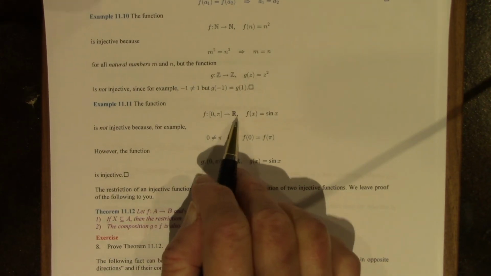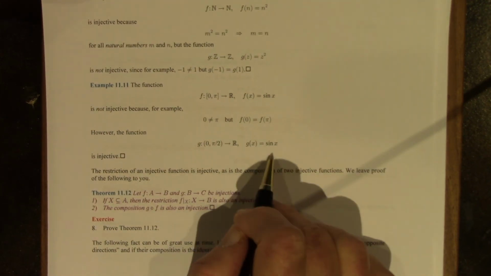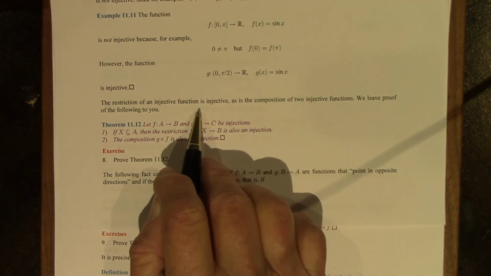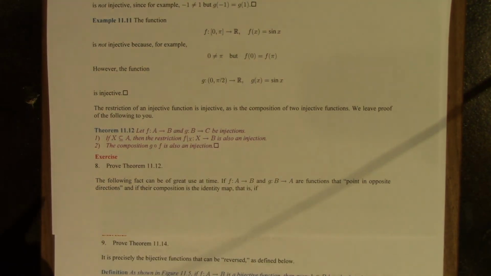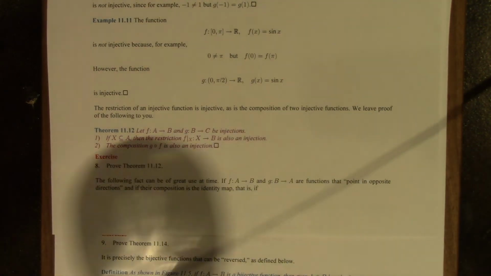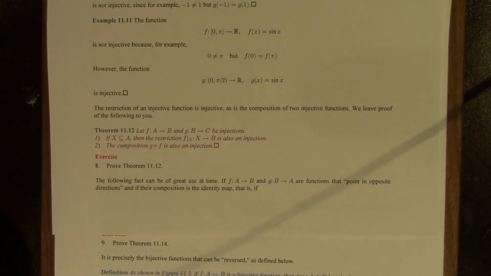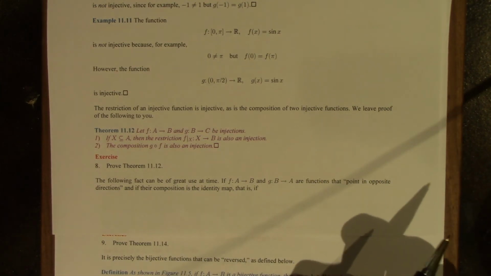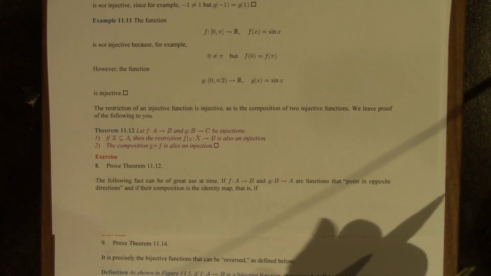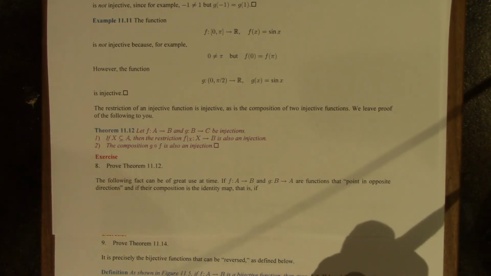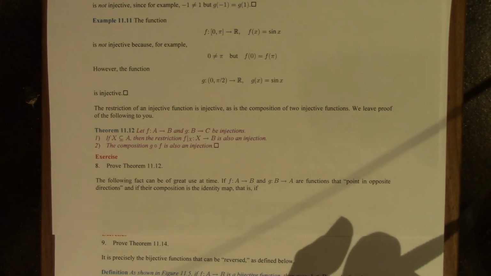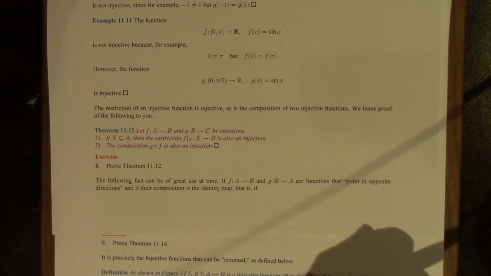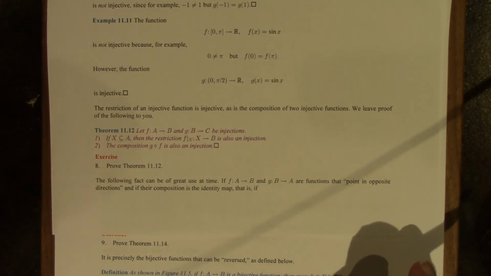Another example involving the sine function, I'll let you look at that. The restriction of an injective function is injective. That's not true for surjective functions. When you restrict a surjective function, you're cutting down on the domain. That may very well cut down on the image. And so if the function was originally surjective, it's not necessarily surjective anymore.